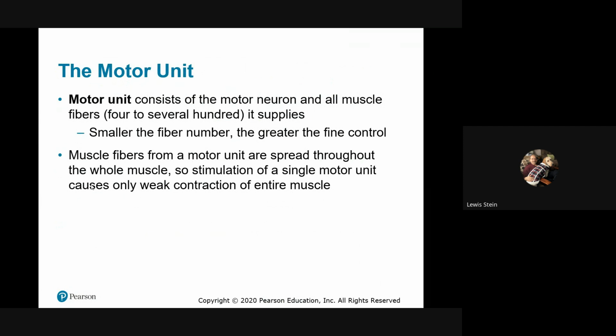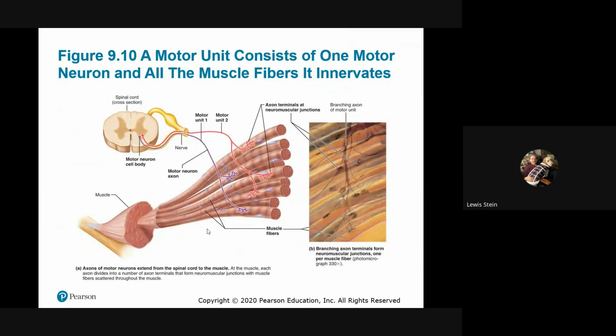We can't get there. Muscle fibers from a motor unit are spread throughout, so stimulation of a single motor unit gives only a weak contraction. So the more we call it recruiting them, and you're going to see this demonstrated. So here you are.